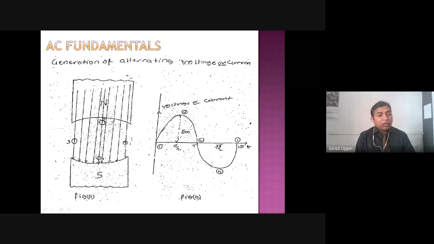And how is the magnetic field produced? One way is a permanent magnet, north and south, which will produce the magnetic field. Is there any other way to produce a magnetic field?